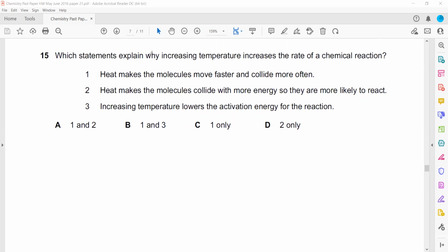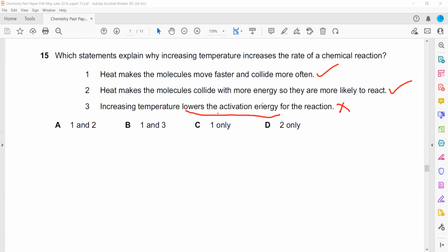So heat makes a molecule move faster and collide often. That's true. Heat makes a molecule collide with more energy and more likely to react. That's also true. Increasing a temperature lowers the activation energy. Activation energy cannot be changed by temperature. It can only be changed by use of catalyst. So catalyst lowers the activation energy, not the temperature.